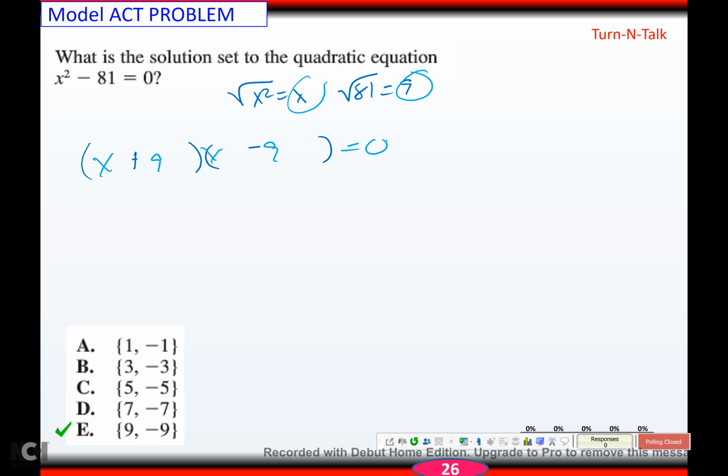Those are the factors. To solve it now, x plus 9 equals 0, x minus 9 equals 0. Minus 9, x equals negative 9. Add 9, x equals 9. And there's my two solutions.